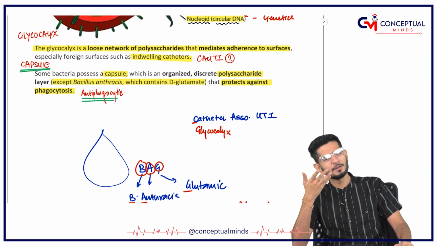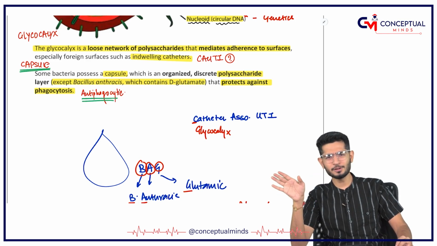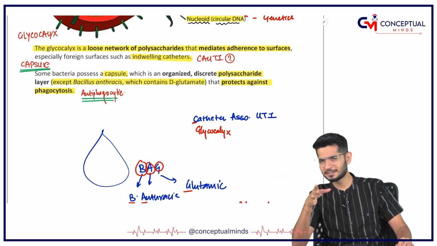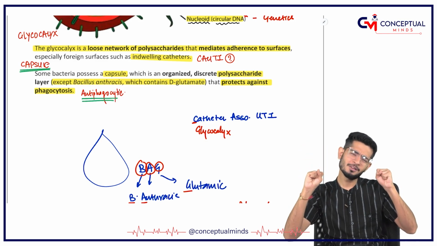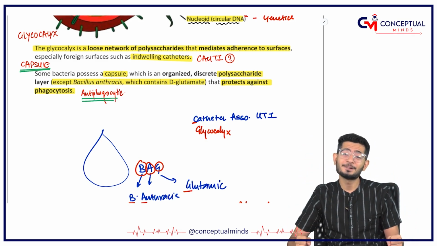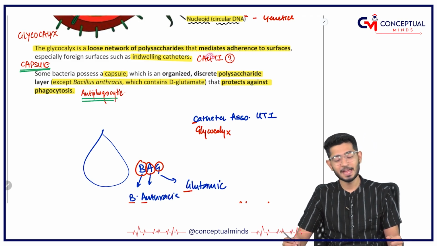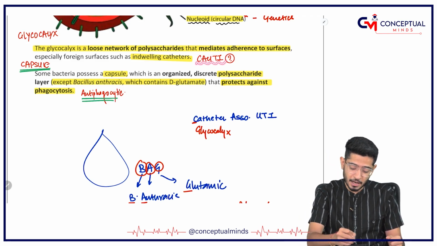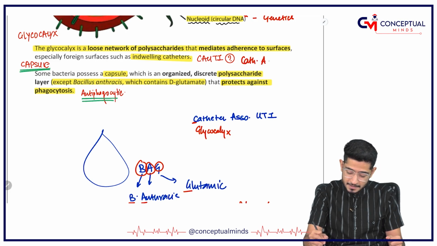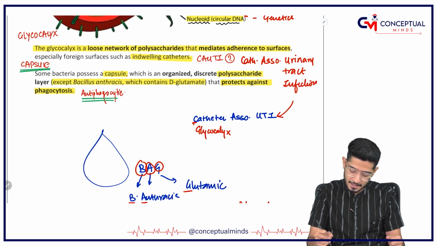I thought, ma'am, how is the urine going to come? It is going to wash away all the bacteria, even if there is bacteria inside the catheter. How can bacteria stick to the wall? Then madam said, it has a glycocalyx. The glycocalyx will allow the bacteria to adhere to the surface. So glycocalyx mediates the adherence to the surface, and that is why it is responsible for causing CAUTI, that is catheter associated urinary tract infection. I think I have written it below. Yeah, C and G you can remember.